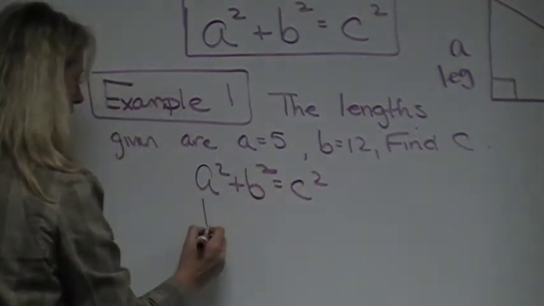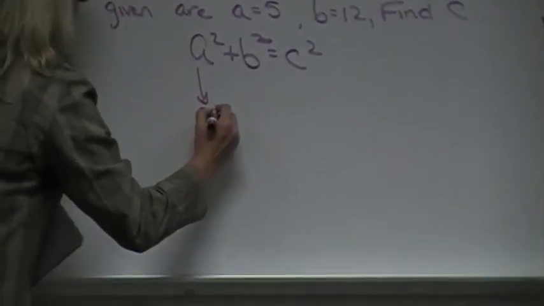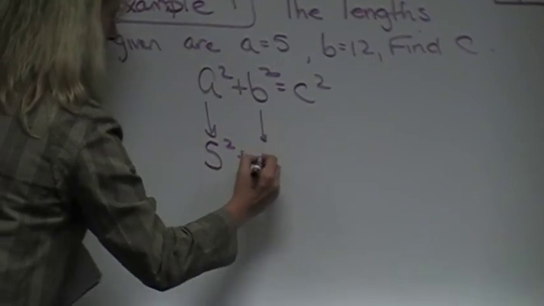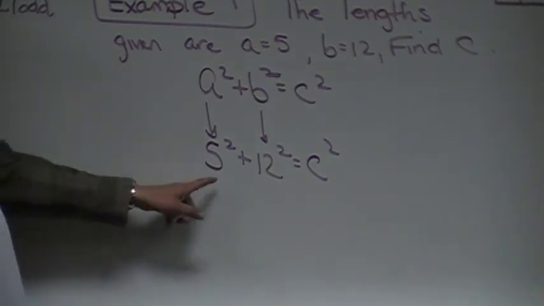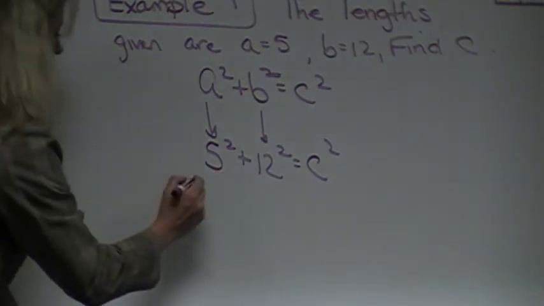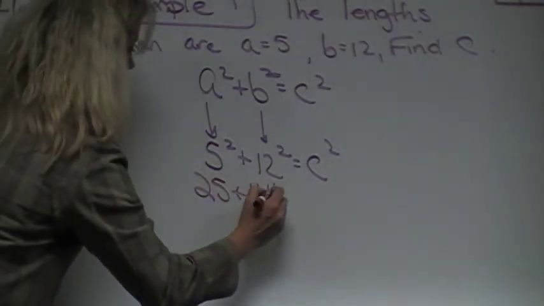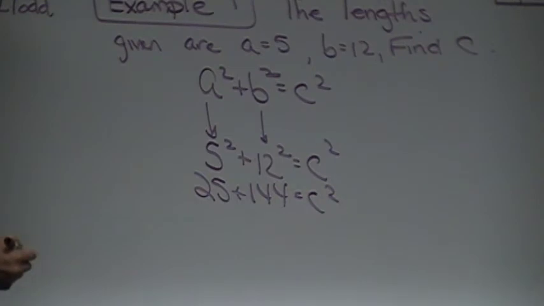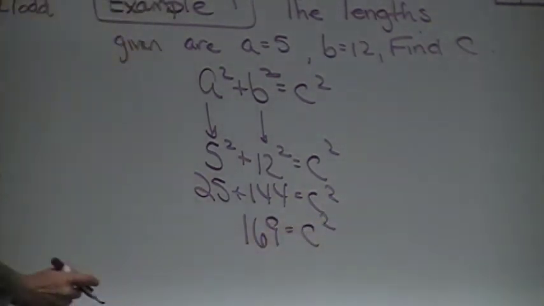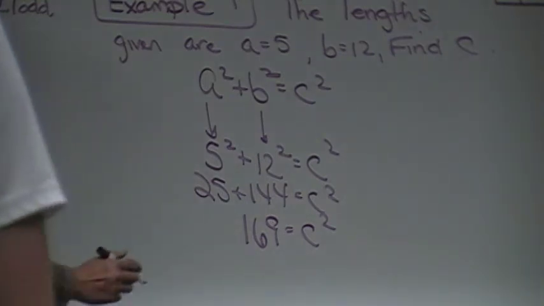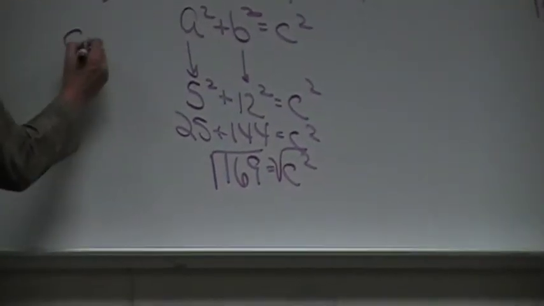Let's plug in our a. Now again, a is given to us as what? 5. Squared plus 12 squared equals c squared. Okay? What's 5 squared, class? 25. Good. Plus, what's 12 squared? 144. 144 equals c squared. What's 144 plus 25? 169. And guys, how do you get rid of a square? Square root. Take the square root. Whatever we do on one side, we do on the other. So our answer is c equals 13.